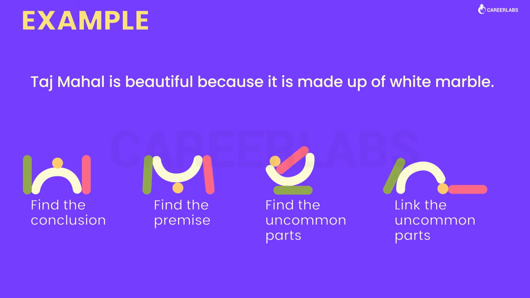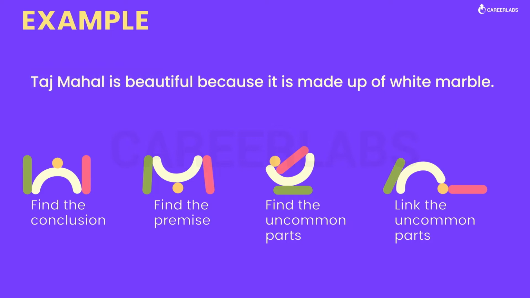Let's consider this small example and find the assumption. Taj Mahal is beautiful because it's made up of white marble. Now let's first find out the conclusion. That is, the Taj Mahal is beautiful is the conclusion here. This is the conclusion simply because it's the central opinion of the author.